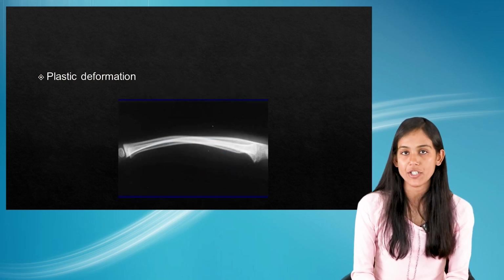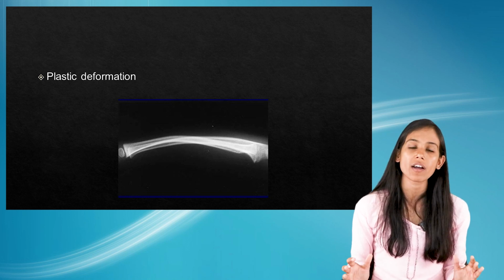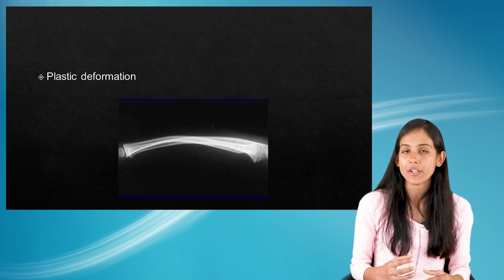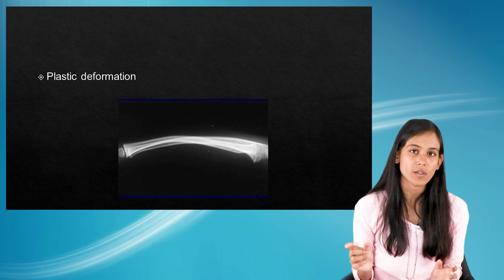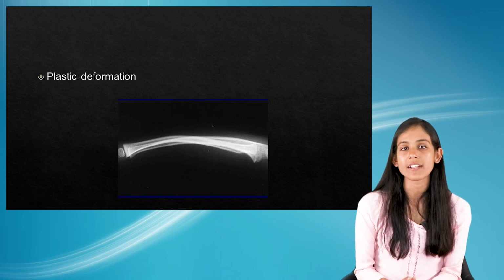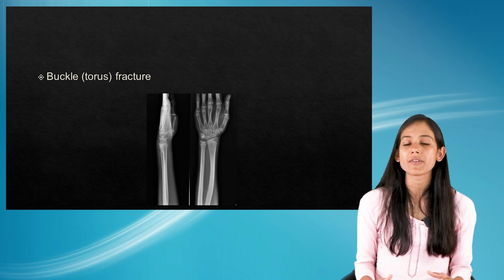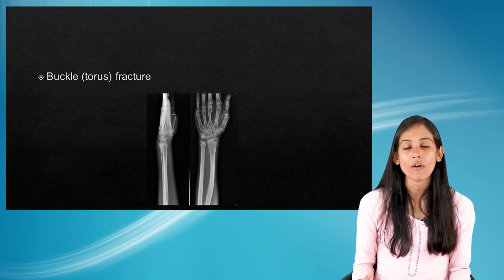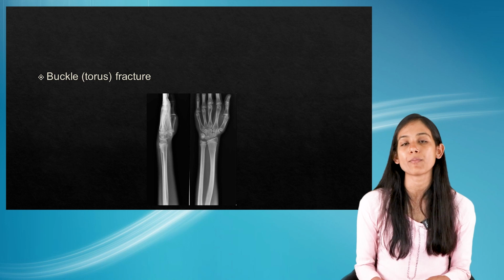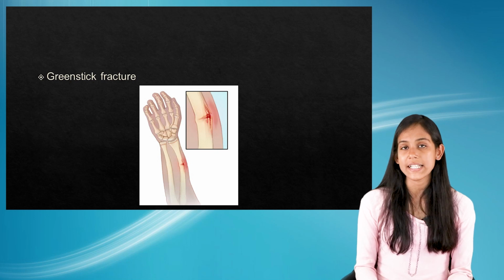Next is plastic deformation or bending. Plastic deformation or bending of a bone occurs in such a manner that it would cause a microscopic fracture, or there would be a microscopic line in the bone. And this is only found in children. And then we have buckle fracture or torus fracture. In this, the fracture occurs on the tension side of the bone near the softer metaphyseal bone. In this type of fracture, we can particularly see that the bone cortex is not broken, but it will be buckled.